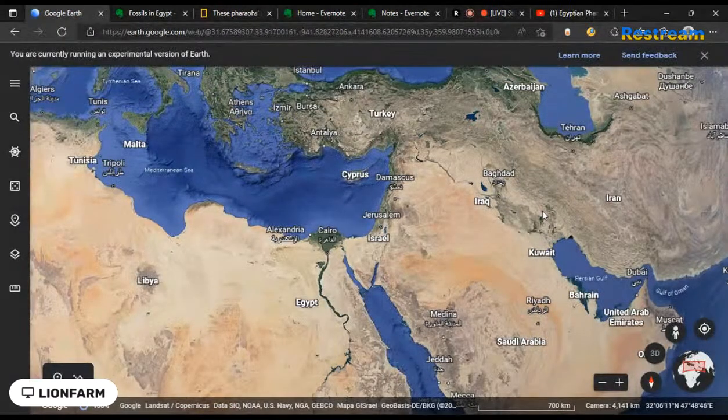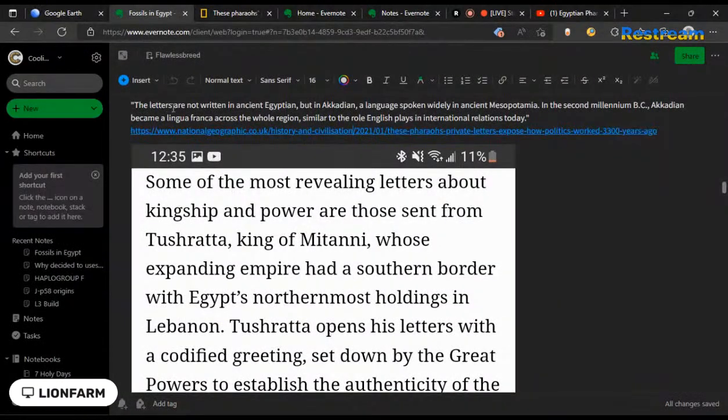If a new power takes over, sometimes, yes, but their seed usually is in certain areas. So that's why we want to look for pinpoints in certain areas. But that doesn't mean that other cultures can't live in that area, right? Because other people can live there and dwell there. So sometimes that happens. Now, you can see right here, the letters are not written in ancient Egyptian, but in Akkadian, a language spoken widely in ancient Mesopotamia. Note what it says here.